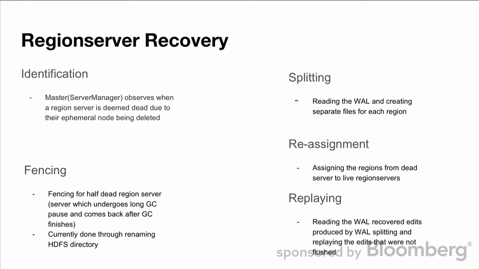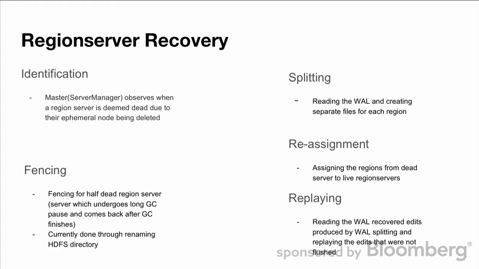So when the server crashes, what are the steps that HBase follows to actually recover that particular data in the WAL? When the region server crashes, there are lots of regions on that particular server, and you need to move them to another new server, and whatever the data is in the WAL, you need to replay that on the region servers where the regions are moved.